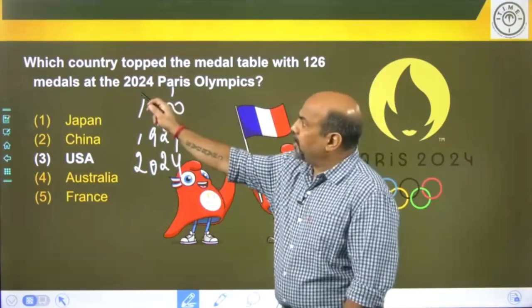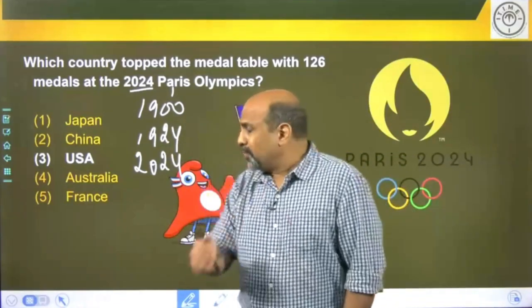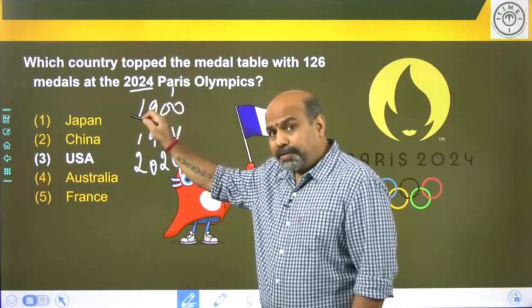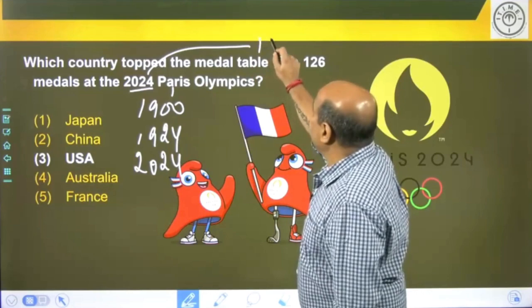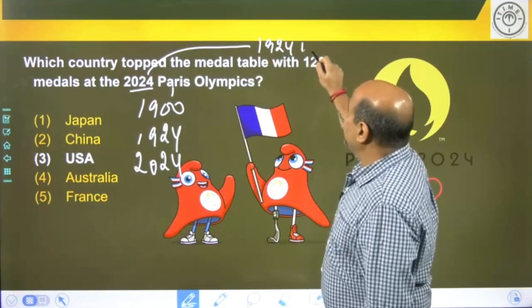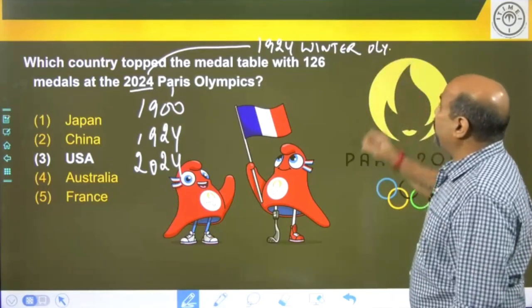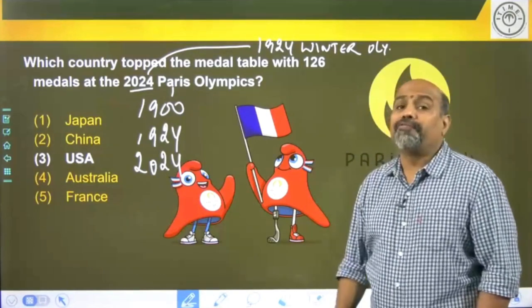So, this 2024 games celebrate two things. One, the 100 years of the Paris Olympics in 1924. Second, it celebrates the 1924 Winter Olympics. The first time Winter Olympics had happened was in 1924.